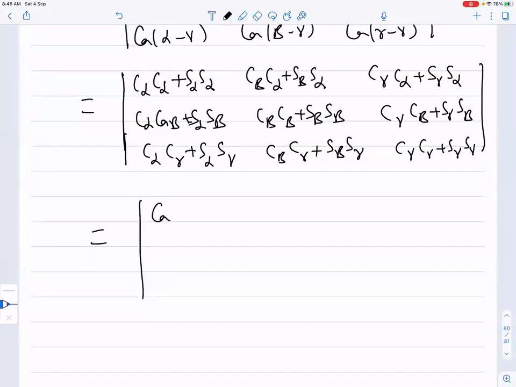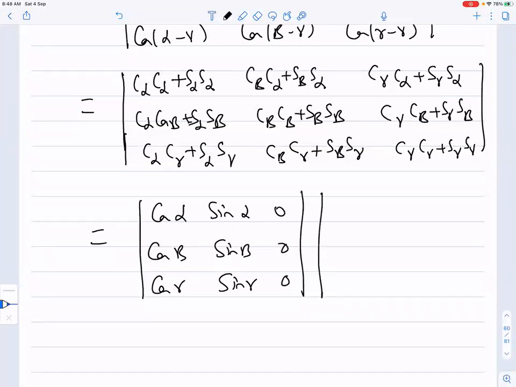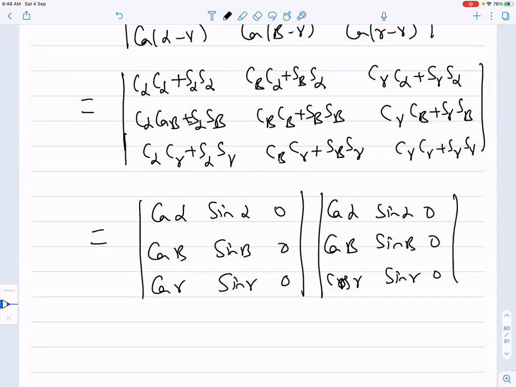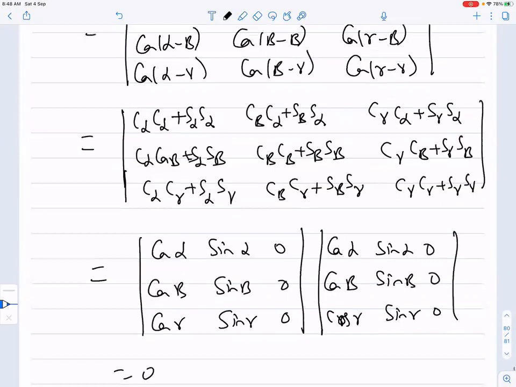Cos alpha, sin alpha, 0; cos beta, sin beta, 0; cos gamma, sin gamma, 0. We have to multiply with what? First one cos alpha, sin alpha, 0. For the second one cos beta, sin beta, 0, and cos gamma, sin gamma, 0. Correct, friends? Answer is 0. Is it clear? Yes, so this is clear. Right.